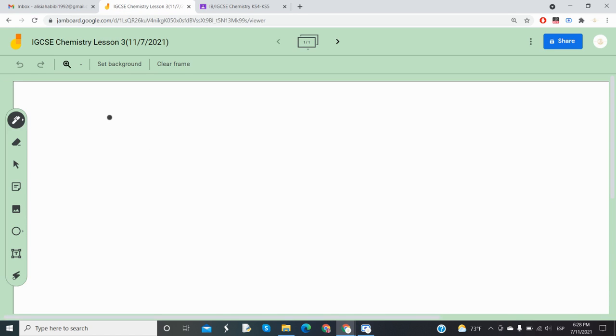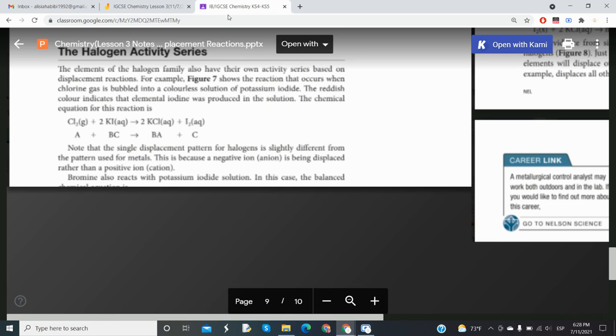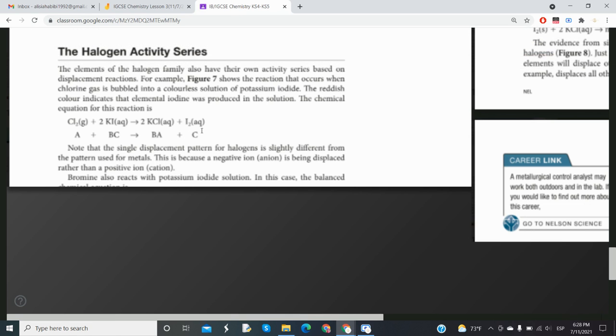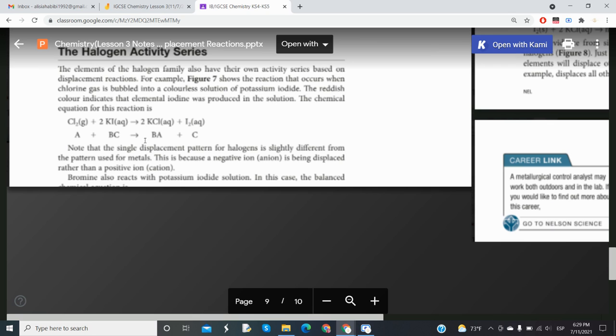Remember that K, which is potassium, has a plus one charge, and chlorine has a minus one charge, so these charges cancel out. This is why the chemical formula is KCl, if you're wondering, which is what we have here. And of course, the iodine aqueous is being displaced because chlorine is more reactive than it.